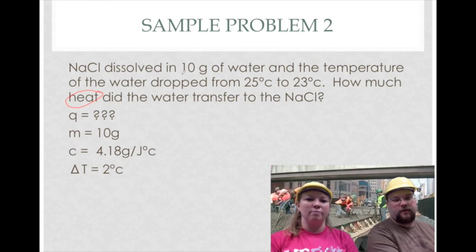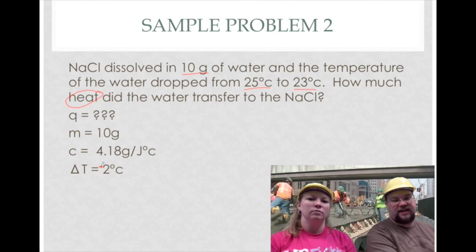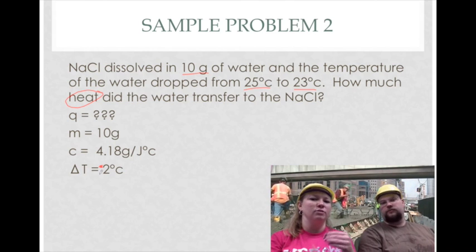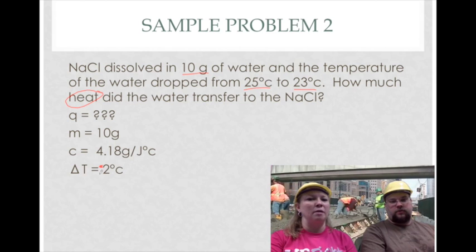Okay. 10 grams of water. And then we got 25 and 23, and when we subtract those, it's a negative 2. Because it's always the final from the initial. That's right. Because it went down in temperature, we have to have a negative temperature change. All right, let's plug and chug this bad boy.